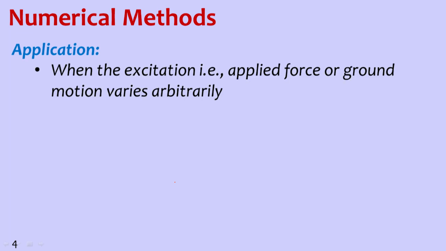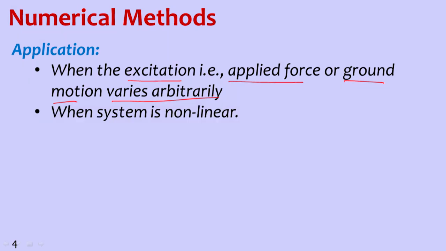So, what are the applications of numerical methods? When do we apply numerical methods? We apply numerical methods when the excitation, the applied force or ground motion, varies arbitrarily. When it is varying arbitrarily, we cannot go for the classical method or other methods. The second one is when the system is non-linear. All the other three methods can more or less be used to find out the response to arbitrary force also, but when the system becomes non-linear, then we have to rely on numerical methods.